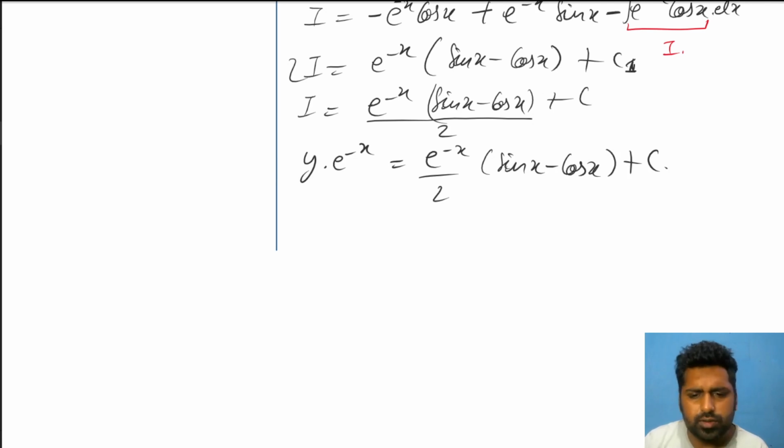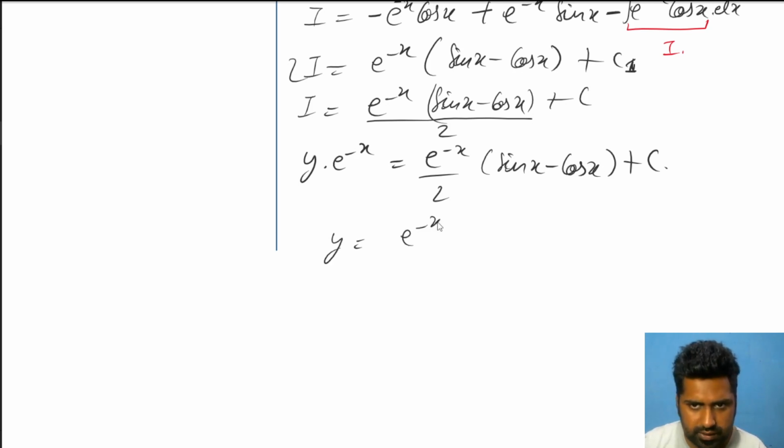Most of the time we'll try to give the answer as y is equal to something. So if we give the answer of this question also in terms of y, take this e raised to power minus x on the other side. So you get y is equal to, take this whole term on the other side, and don't go directly cancelling e raised to power x with e raised to power minus x like this. The reason is because c is also present.